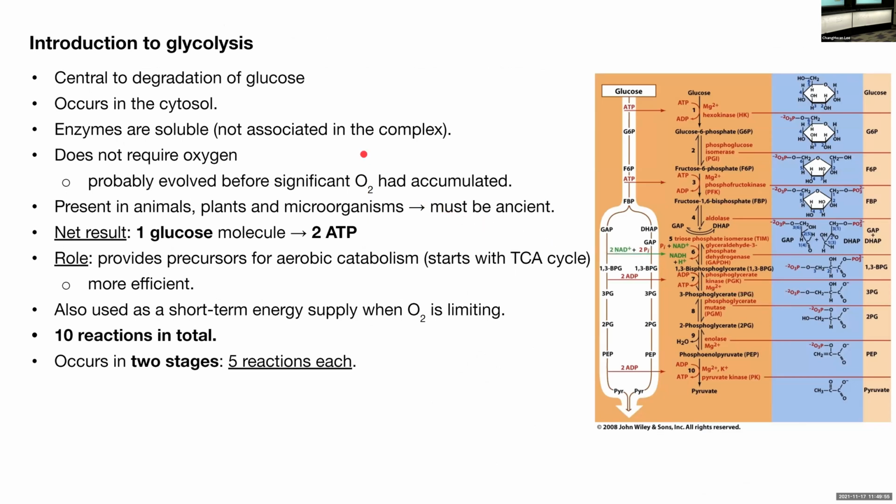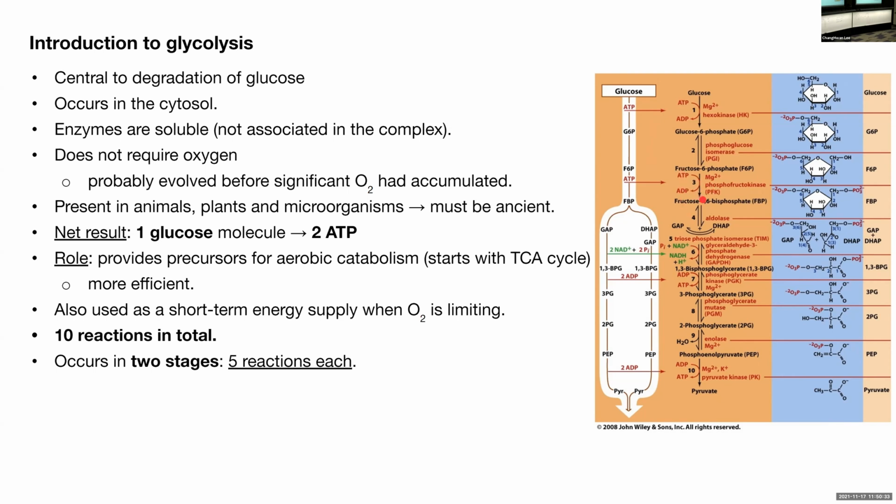So now we're going to talk about glycolysis. Again, this is one of the three critical components of the central pathway for metabolism. And this is the first step, and it is central to the degradation of glucose. So it takes up the glucose, and it processes through these multiple steps, and eventually will generate two molecules of pyruvate.